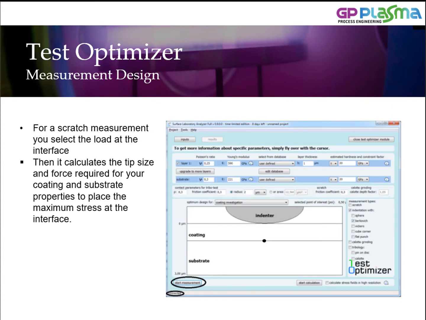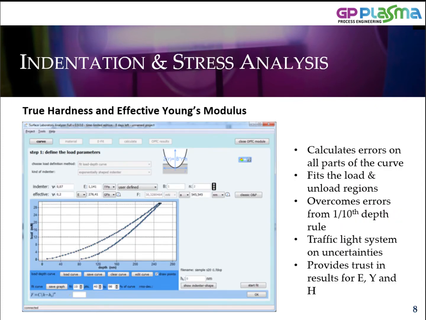Similarly, you can set it up, say, for a scratch test. So here, if you're looking to measure adhesion, you want to make sure your point of interest is selected at the interface, and from there it'll go on and give you the recommended loads and roughness, etc., that you need to do a proper scratch test.